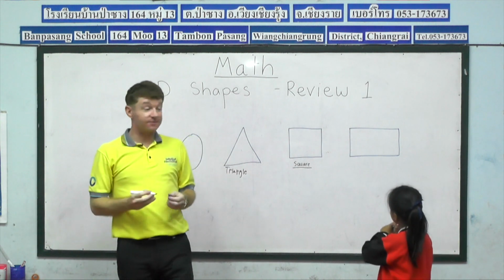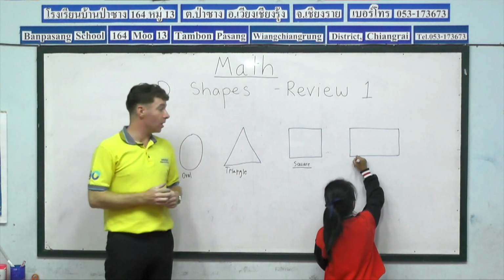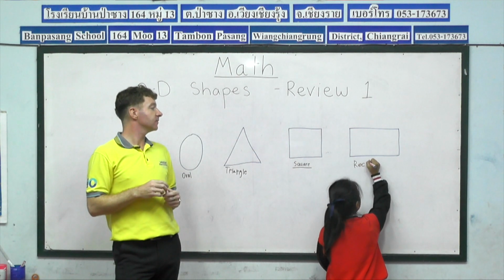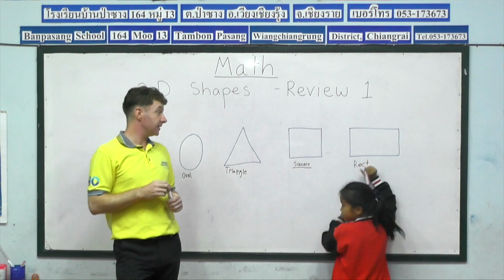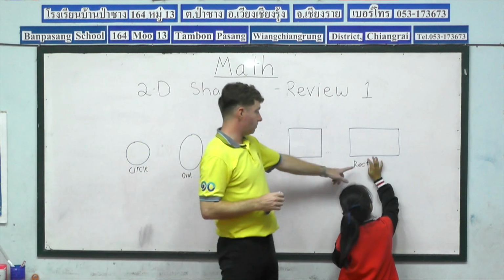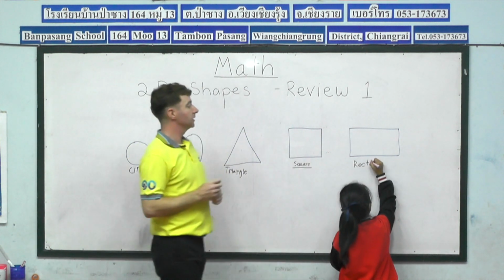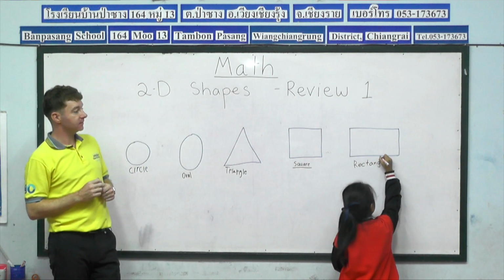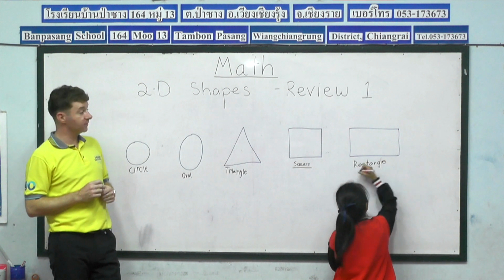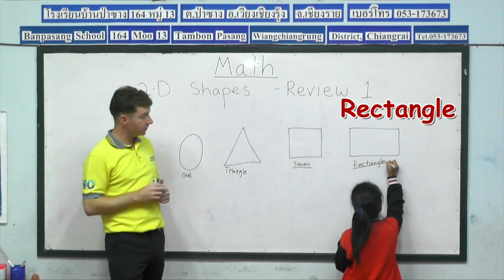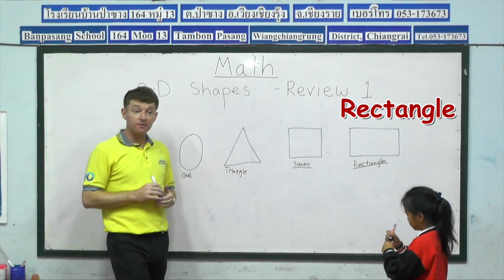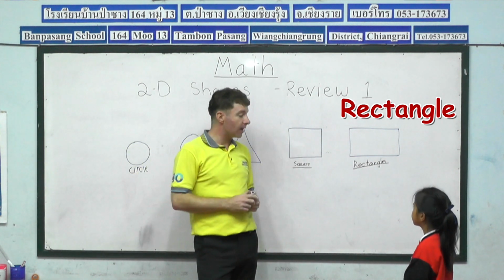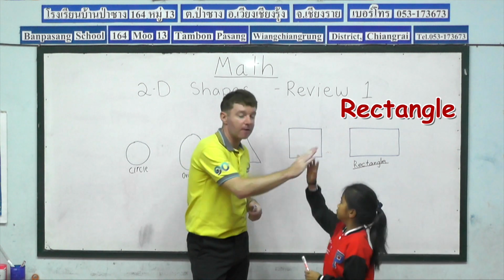Rectangle, excellent. Prel, can you write for me? R, E, C, T, A. No, that's correct. You're right. R-E-C-T-A-N-G-L-E. That's correct. What's our shape called, Prel? Rectangle. All together, guys. Rectangle. Prel, excellent. High five. Big round of applause for Prel.